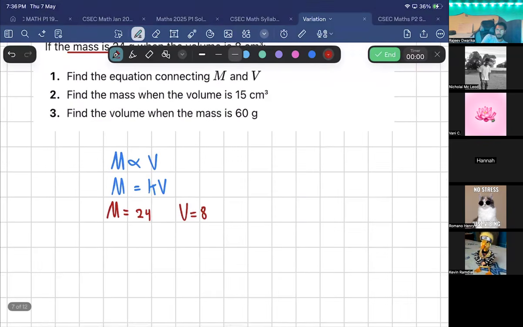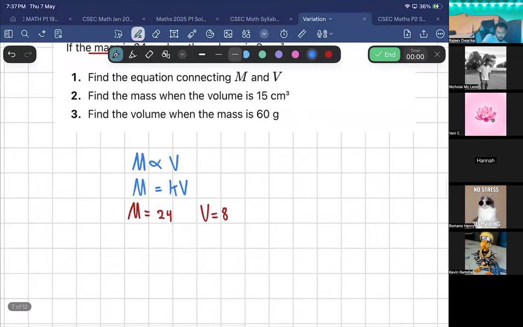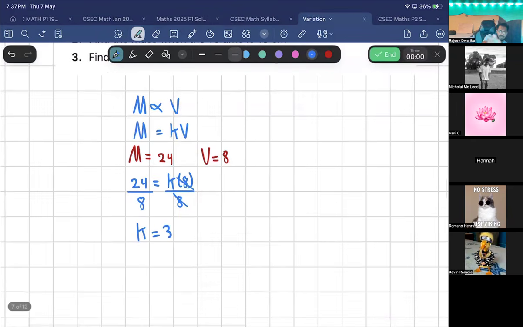So in the next line, you tell me what the next line would look like. 24 equals K times 8. Yep. We're finding K in our equation. So I gotta do what on both sides? Divide by 8. So K would be equal to what? 3.